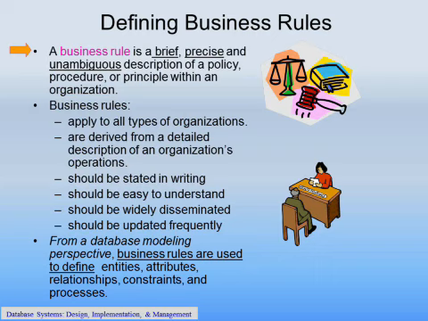In spite of the name, business rules pertain to any organization, whether it is a business, a not-for-profit organization, or a professional association. It is important that you realize the data model's components, such as entities, attributes, relationships, and constraints, are derived from business rules.